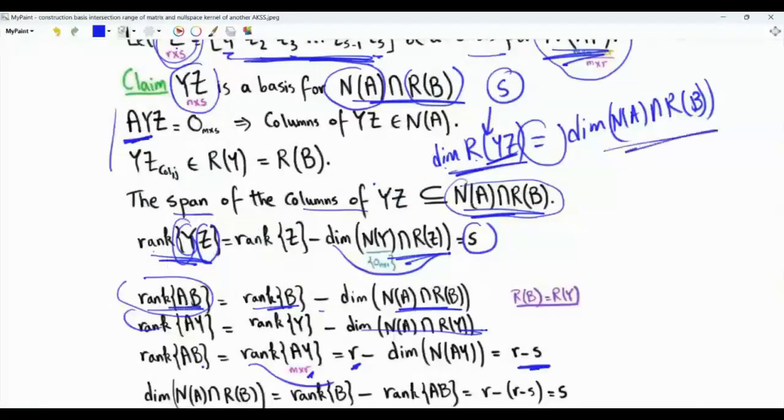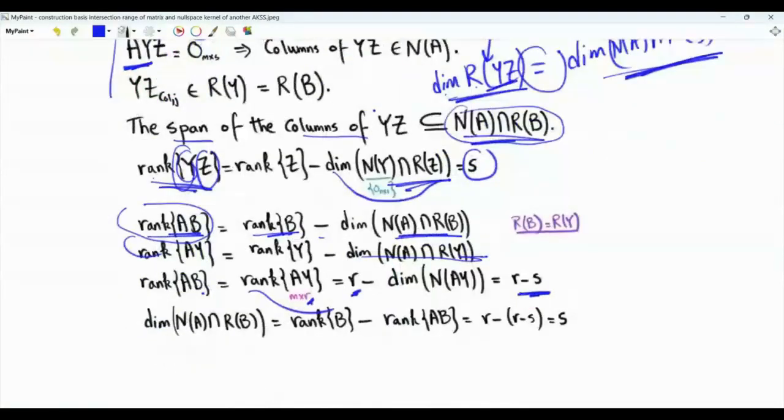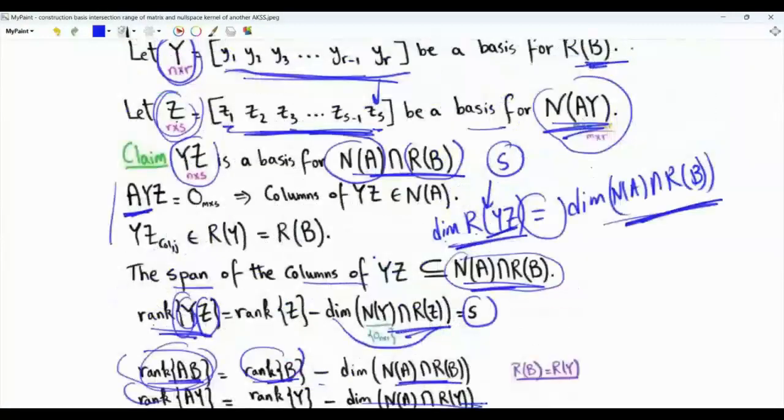So what is the dimension of the intersection of the null space of A and the range of B? This is equal to the rank of B minus the rank of AB. The rank of B is R. The rank of AB is R minus S. R minus, between brackets, R minus S, that's S. These two sides here are equal, and hence the columns of YZ are in fact a basis for the intersection between the null space of A and the range of B.